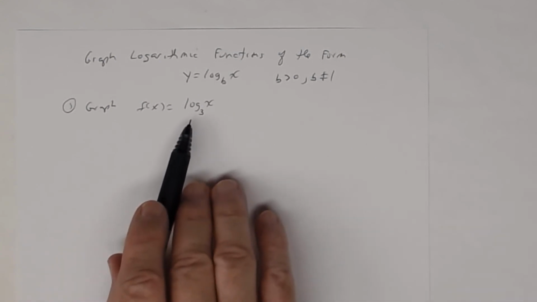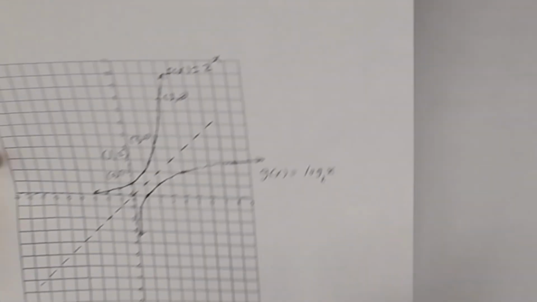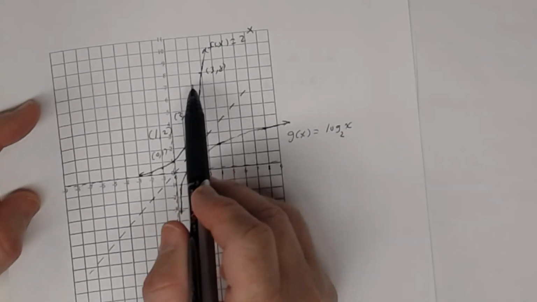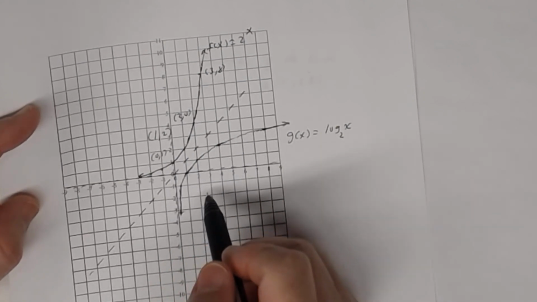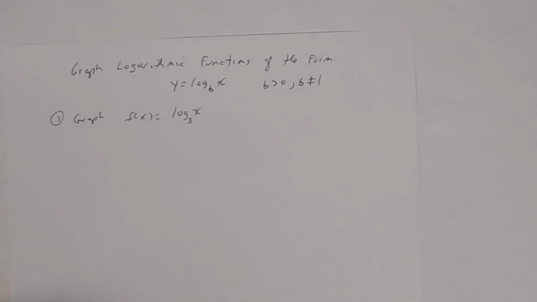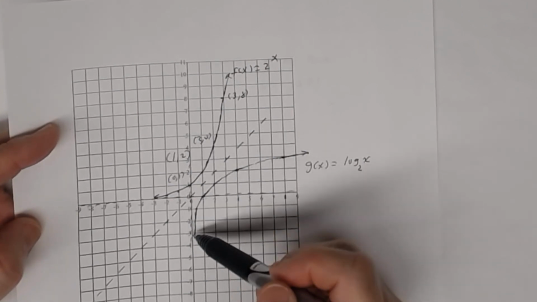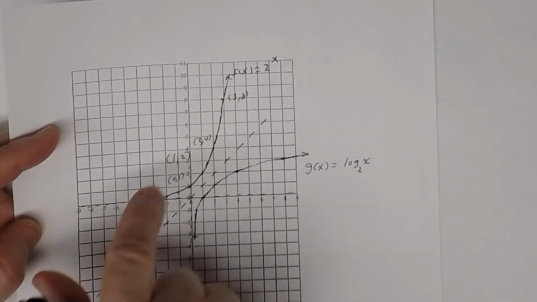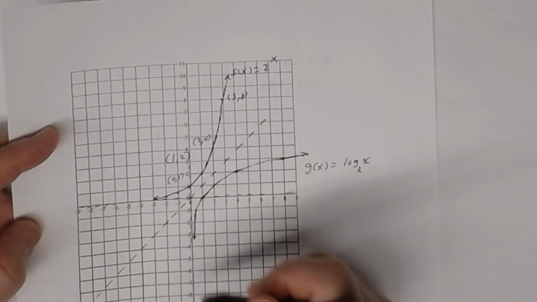So remember, first of all, the exponential is 1 to 1, right? So a logarithm is also going to be 1 to 1. So its inverse will be 1 to 1. So notice it is a 1 to 1 function. And the other thing I want to remind you is that a logarithm always has a vertical asymptote. Remember, an exponential has a horizontal asymptote. A logarithm is going to have a vertical asymptote.